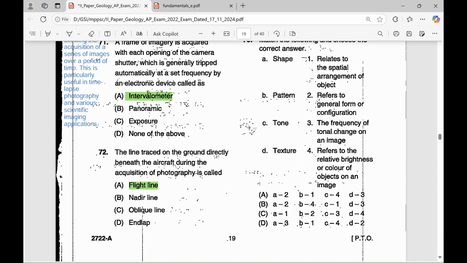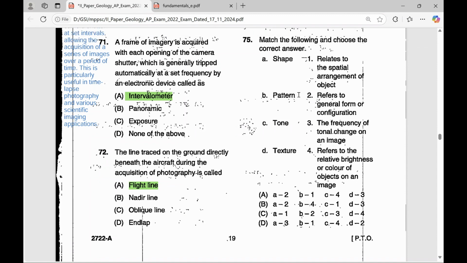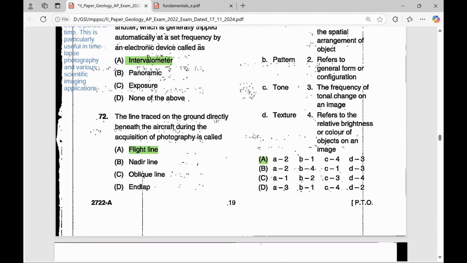So what is the option here? You can see pattern will be the spatial arrangement and shape will be the general form, right? So C is 3, D is 2, 4, A is 2 and B is 1. So the correct answer will be A, right? So please don't get confused.